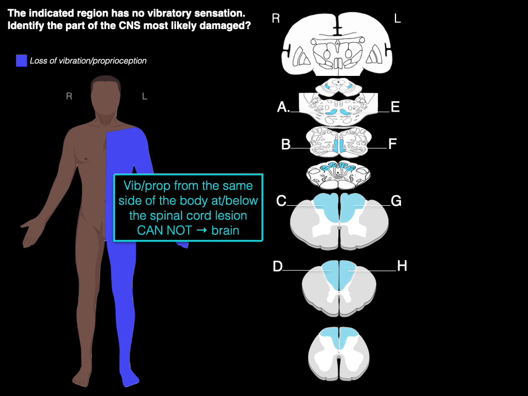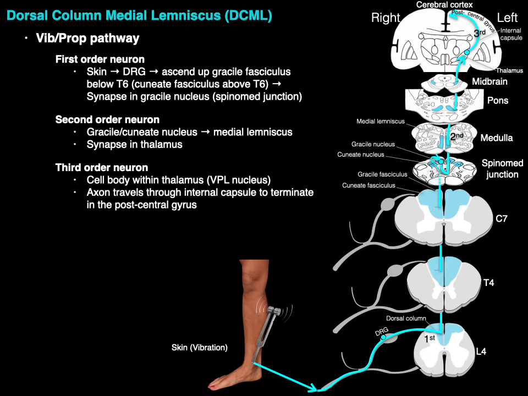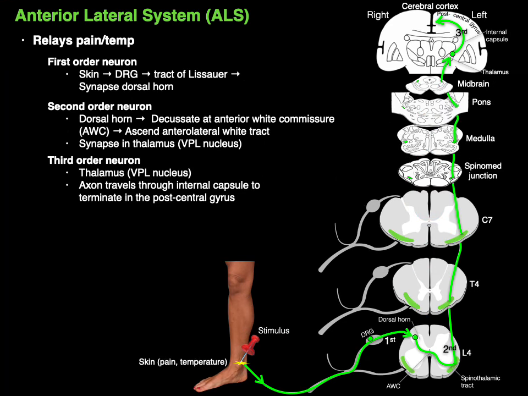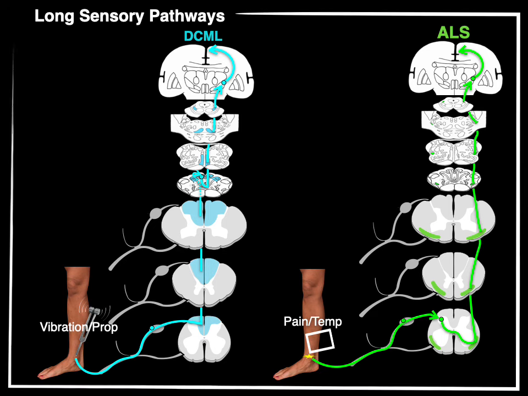So vibration from the same side of the body at or below the spinal cord region. G is the best answer here. As shown right there in red, where you see the lesion on the left dorsal column, showing that all sensation from the C4 spinal cord level down on the left side for vibration and proprioception is lost. Okay, so here is a synopsis of the dorsal column medial lemniscus. Here is a synopsis of the anterior lateral system. And that, my friends, are the long sensory pathways in a nutshell.